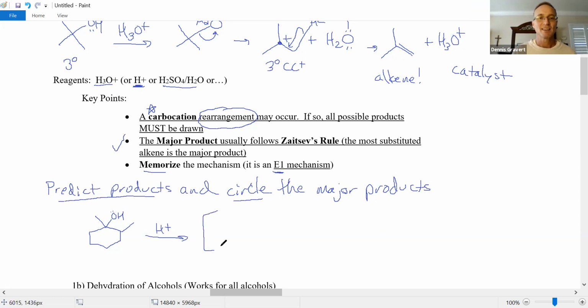So then you're going to make this carbocation, right? So the alcohol became water. It took that line away, so make sure you erase it. It's not there anymore. That bond's gone. Okay. This is tertiary. So we don't expect a rearrangement.